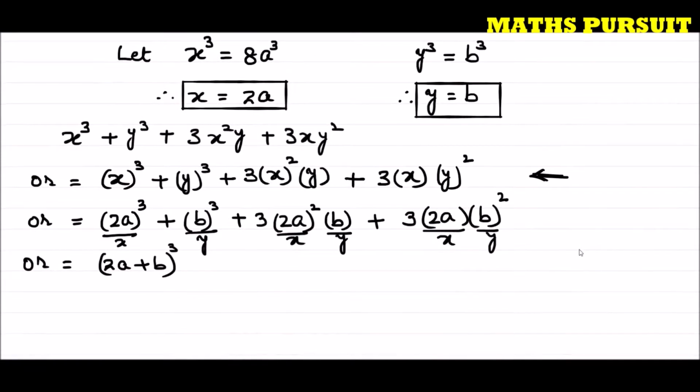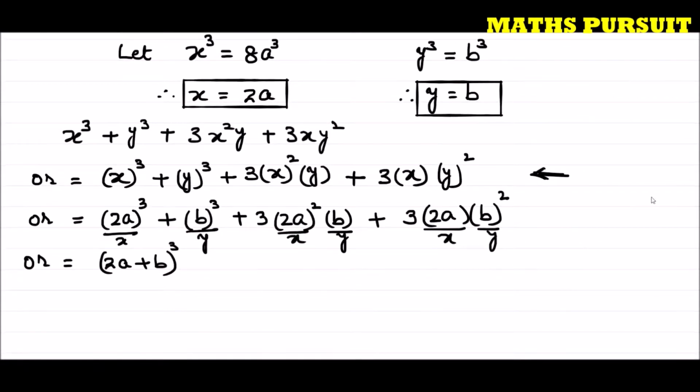What we did initially: we started with the right hand side of the identity and tried to convert it looking at the given expression. We considered let x cube be equal to 8a cube, so x is equal to 2a. Similarly, we assumed y cube is equal to b cube, therefore y is equal to b. From here, we picked up the values of x and y and utilized them within the identity. Hope guys I'm very clear till here.